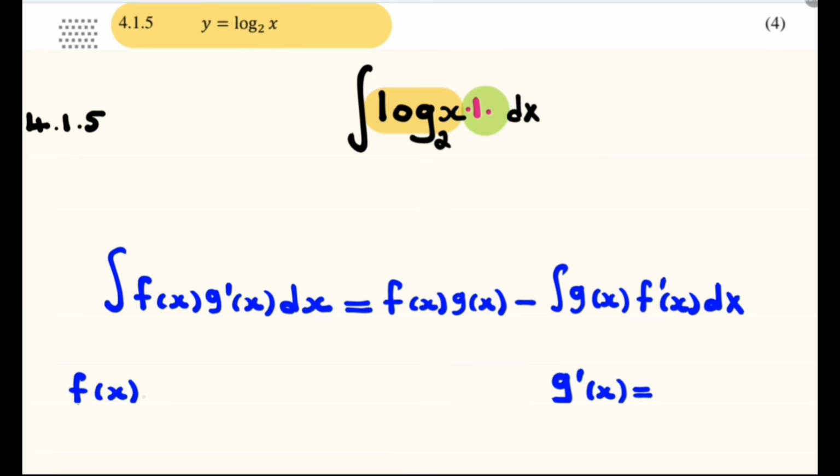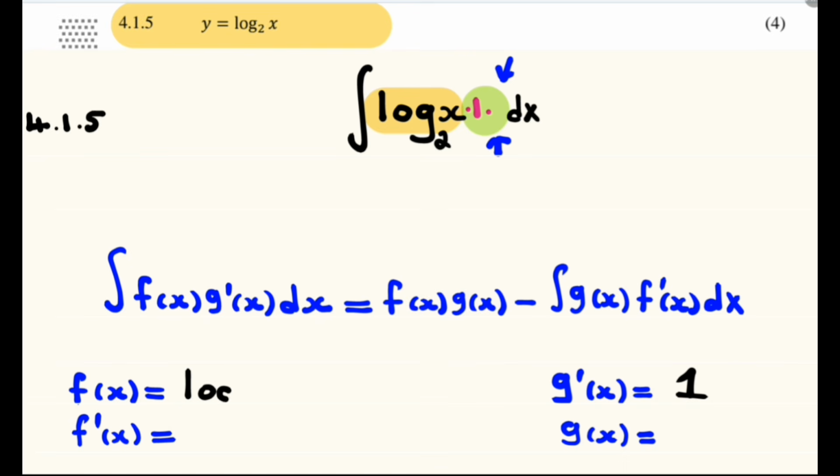The f of x, we are going to differentiate so that we can get our f prime of x. The g prime of x, we are going to integrate so that we can get g of x. So the function which will be easier to integrate between the log and the 1 is the 1. So the 1 will be our g prime of x. Since the g prime of x is 1, the f of x will be the log, the log of base 2 of x.